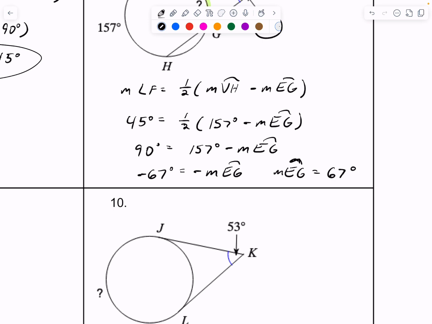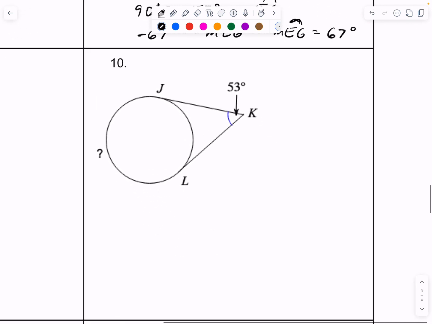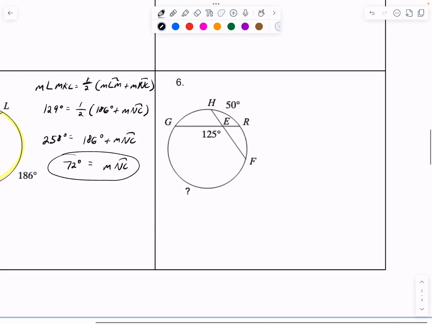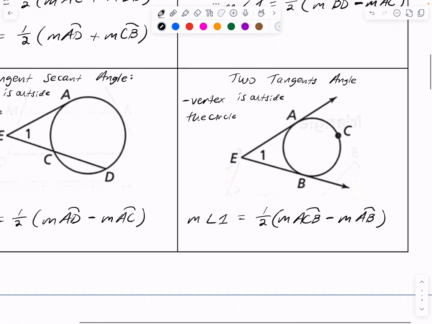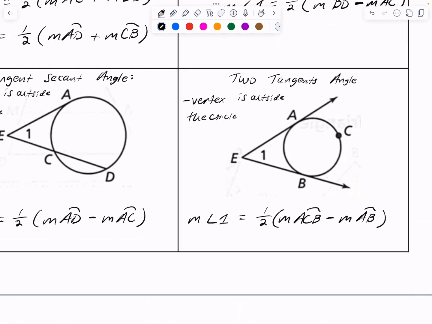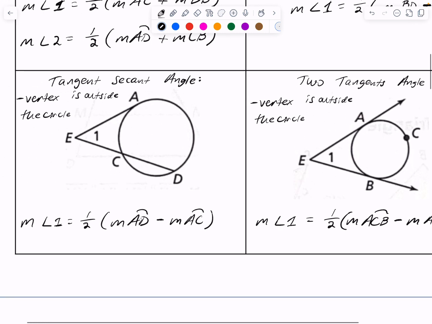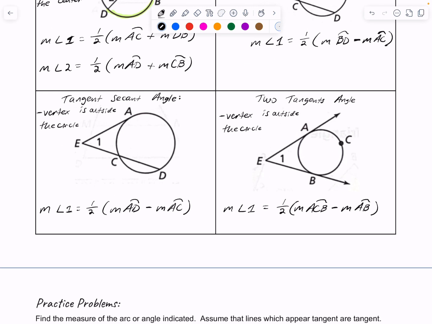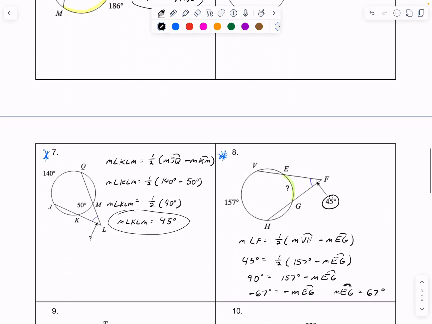All right. Okay, last one, number 10. Number 10, I think, is the most difficult one here. All right, this is using, on the notes, this last one here, the two tangents angle. The vertex, again, is outside the circle, but you'll see very similar to the setup for the tangent secant angle is that we're going to take the larger arc, the major arc, and subtract the minor arc, and then that difference, if you cut it in half, will give you the measure of that angle.